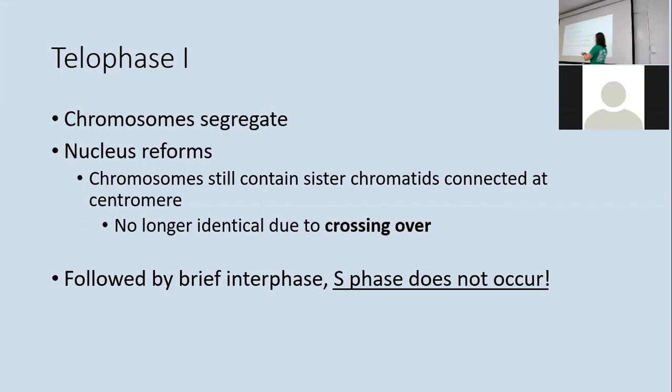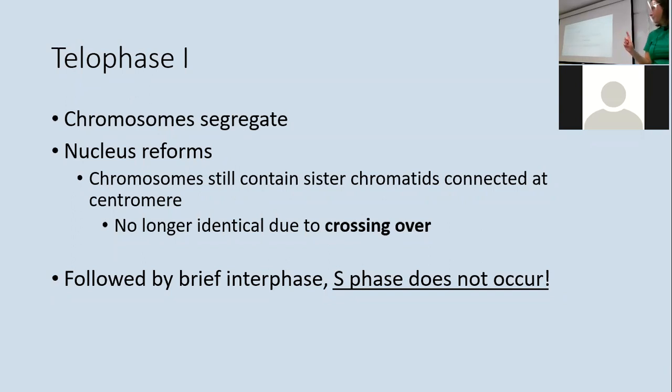This time, because we've done crossing over, not only have I randomly shuffled my mom and dad's genes into 2 different cells, each of those chromosomes now has a mix of maternal and paternal genes. So telophase happens, we make these 2 haploid cells, 23 chromosomes each. Each chromosome is still a pair of sister chromatids, followed by a brief interphase. No S phase, we still have pairs of sister chromatids. We don't need to double things again.